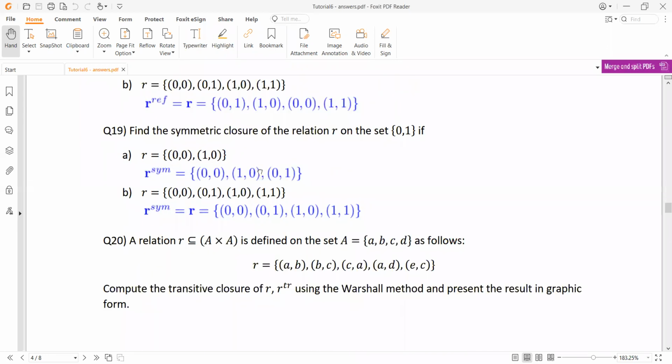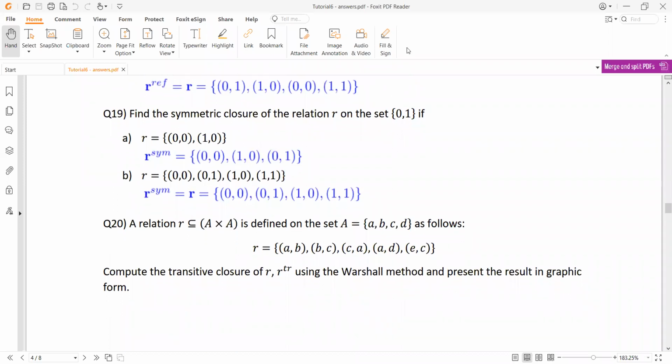Okay, find the symmetric closure. Symmetric closure is, okay, if you have A goes to B, make sure to have B goes to A. If you don't have it, just add it. I have 0 to 0. 1 goes to 0, so I need to add 0 goes to 1. So I have here 0 goes to 0, 1 to 1, and 0 goes to 1, and 1 goes to 0. So this is already symmetric, so you don't have to add more. So the symmetric closure is the same as the given relation.